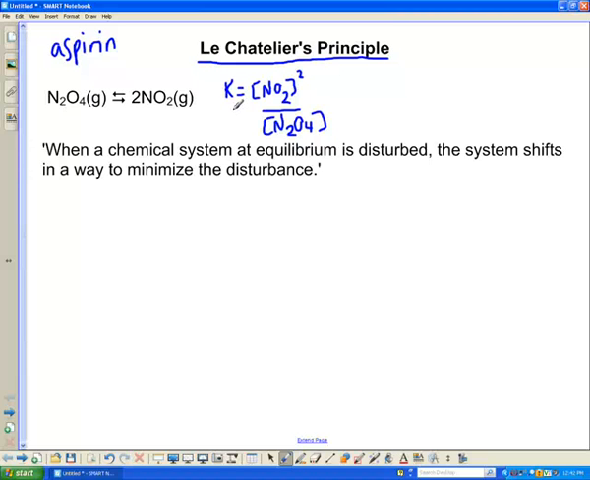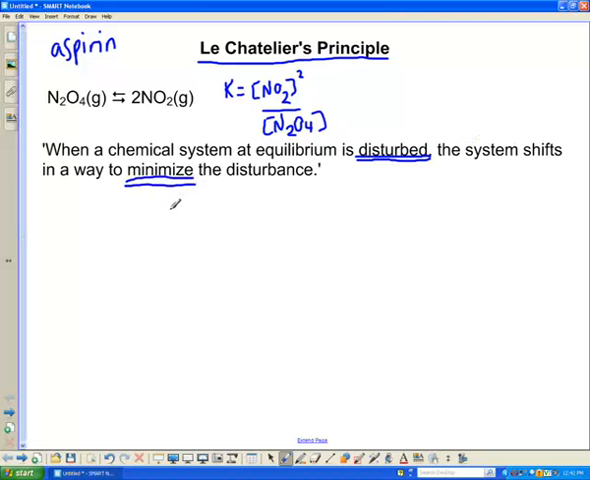So what LeChatelier's principle talks about is something called a disturbance in the equilibrium. Kind of like a disturbance in the force, but without lightsabers. When a chemical system at equilibrium is disturbed, the system shifts in a way to minimize that disturbance.